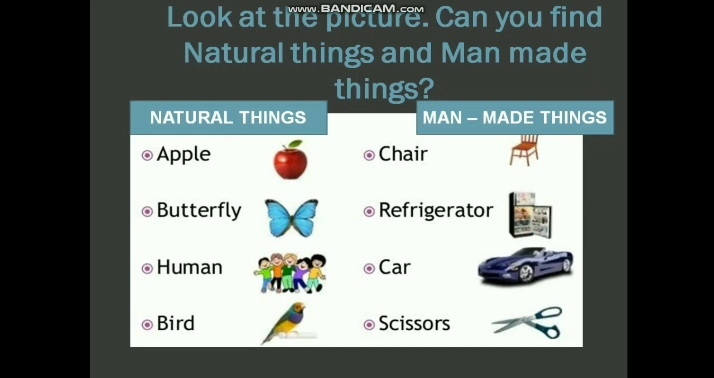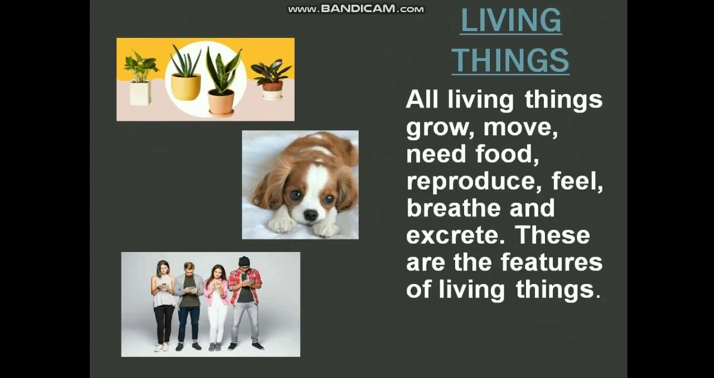So we will move on to our next topic, that is living things and what are its features. All living things grow, move, need food, reproduce, feel, breathe and excrete. These are the features of living things. Now what are living things? Living things show these features. Plants, animals, human beings are the living things.